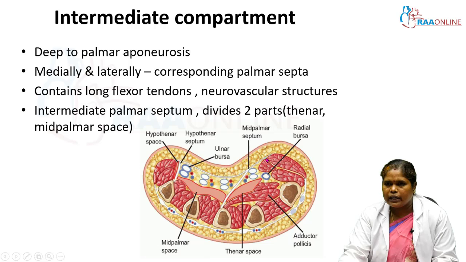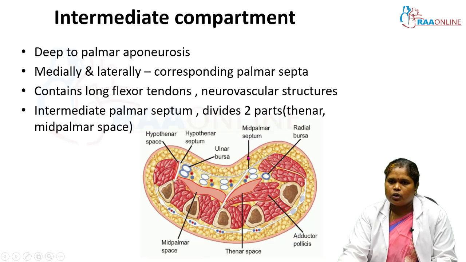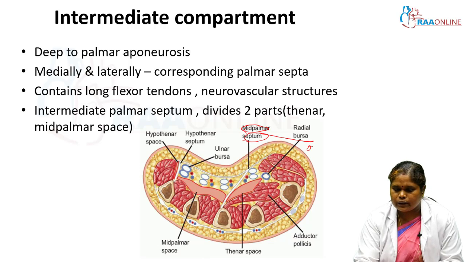Like you already know, the lateral palmar septum or thenar septum and the medial hypothenar septum, these two septa we already know. Now we have another septum extending from the under surface of the palmar aponeurosis to the third metacarpal. This septum is known as the mid-palmar septum, or otherwise known as the oblique septum, because it is running obliquely.